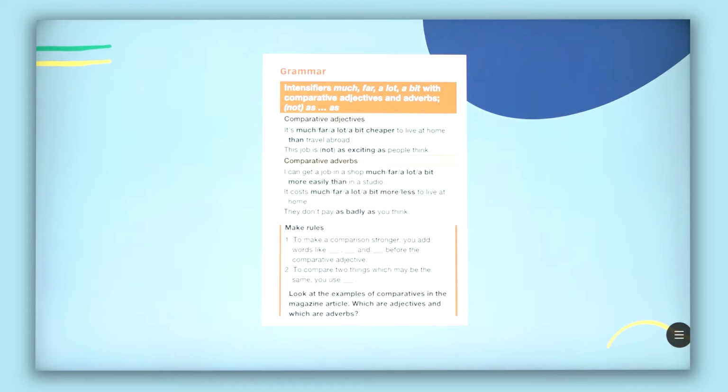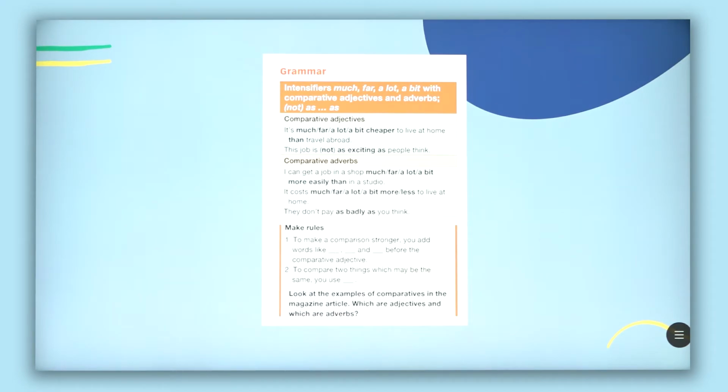Let's continue with grammar, and here we will see more about intensifiers such as much, far, a lot, a bit, with comparative adjectives and adverbs. Comparative adjectives: it's much, far, a lot, a bit cheaper to live at home than travel abroad. So you can use all these intensifiers to define the way that you're using this adjective. In this case, cheaper.